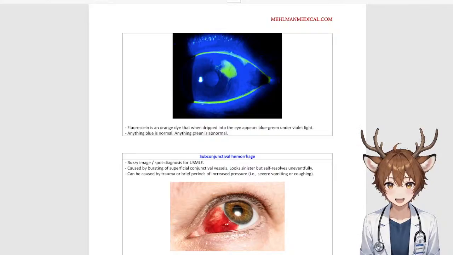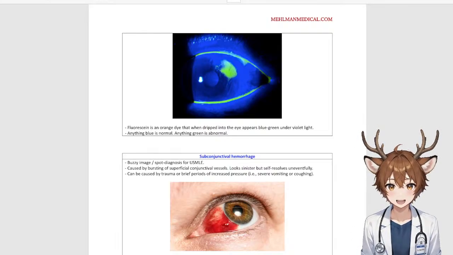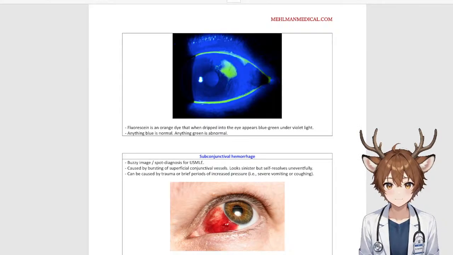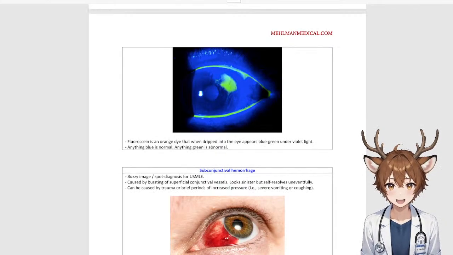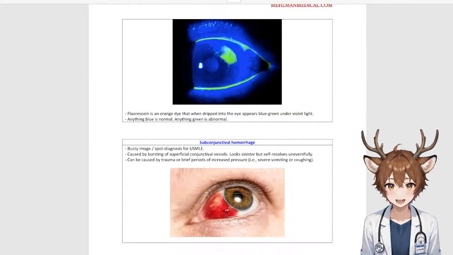Here, fluorescein is an orange dye that when dripped into an eye appears blue-green under the violet light. Anything blue is normal, anything green is abnormal. Interesting. So that's the corneal abrasion description. Okay, it's part of that little explanation.